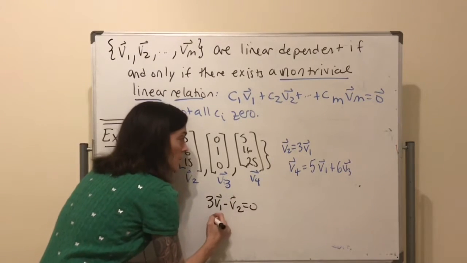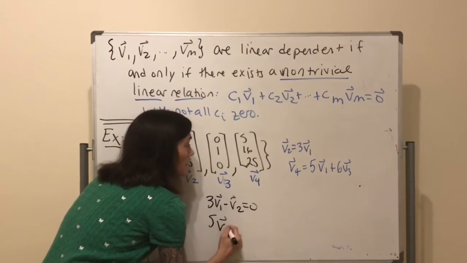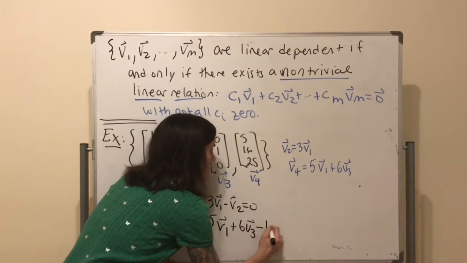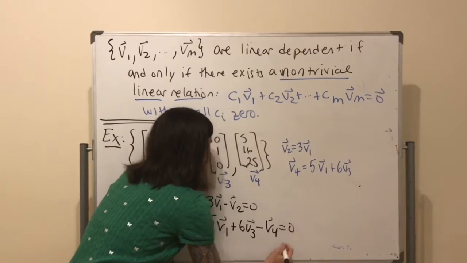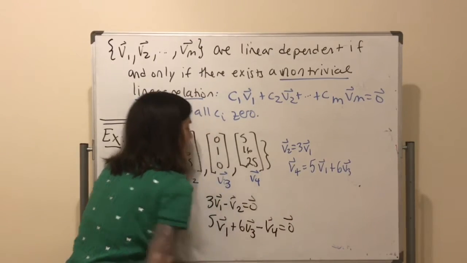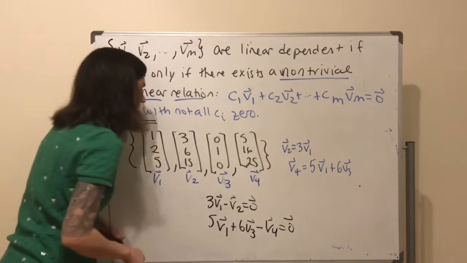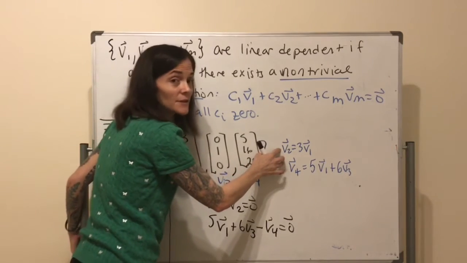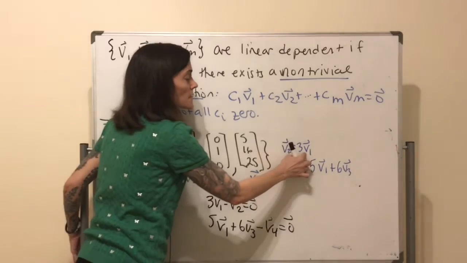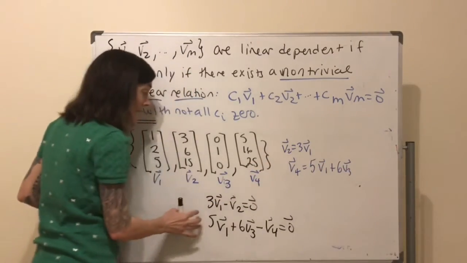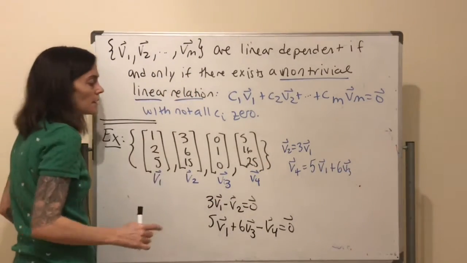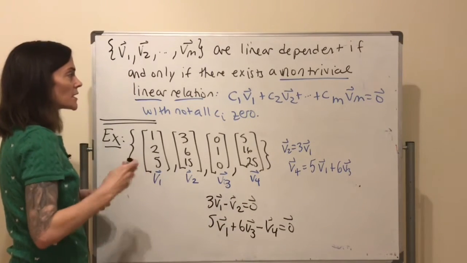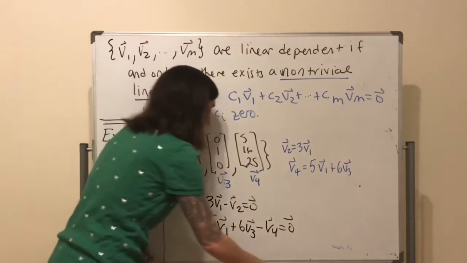But we have another one, which is that 5V1 plus 6V3 minus V4 is 0. And again, I need my hats. So this is sort of going between redundant vector, where you have one vector written as a linear combination of some of the others, and this characterization where you have some non-trivial linear relation among the vectors.